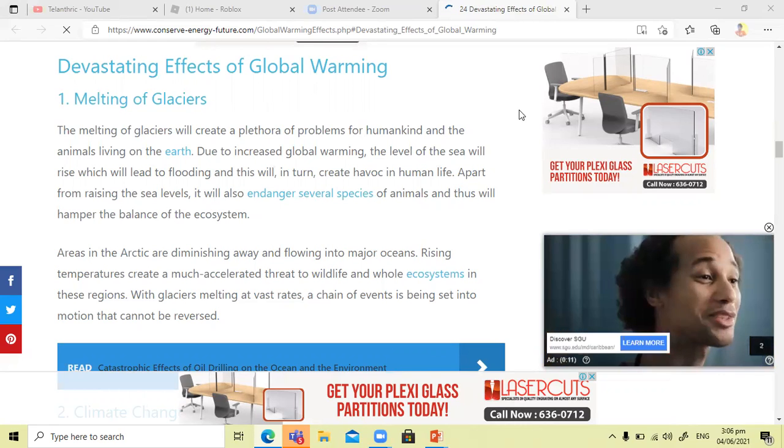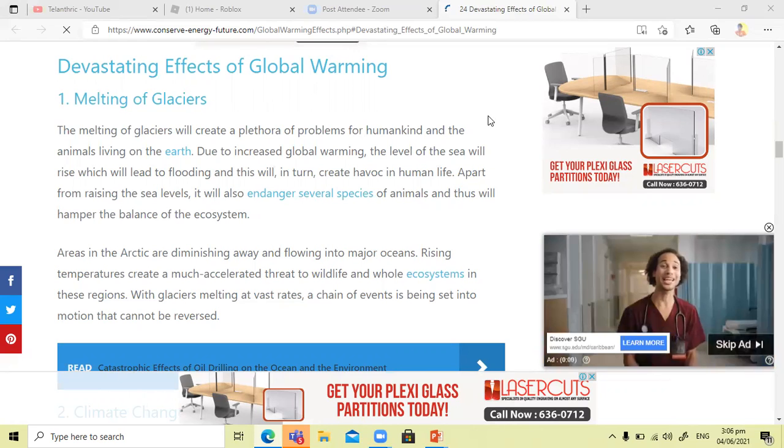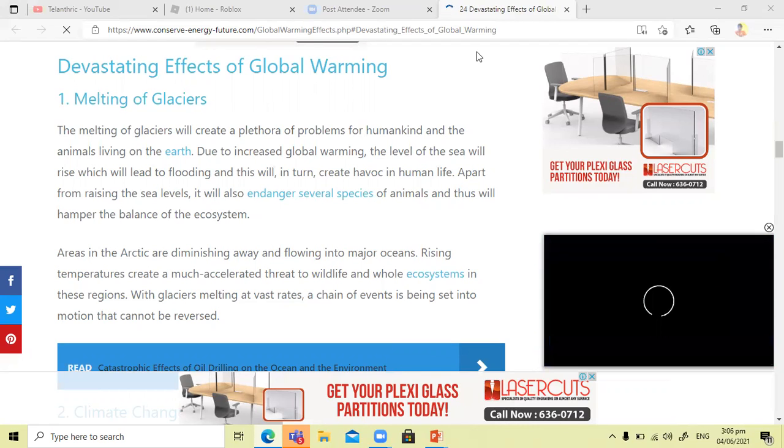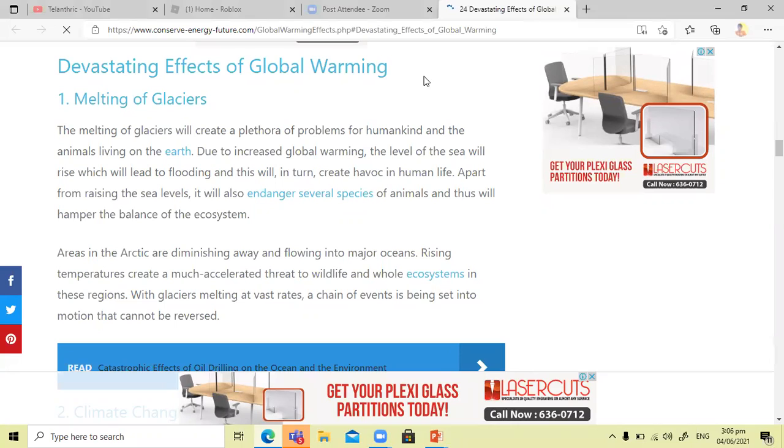The melting of glaciers will create a plethora of problems for humankind and the animals living on Earth. Due to the increasing global warming, the levels of the sea will rise, which will lead to flooding, and this will, in turn, create havoc in human life. Apart from rising sea levels, it will also hamper the balance of the ecosystem.